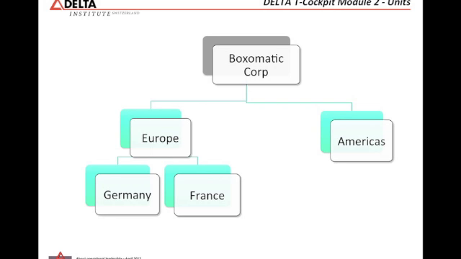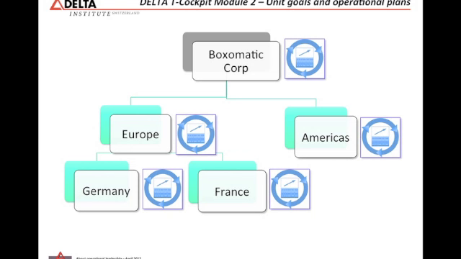Boxomatic Corporation has a sales organization with 2 region sales teams in Europe and in Americas. And in Europe, it has a country sales team both in Germany and France. How would this now be represented in the Delta T-Cockpit? Well, the way it appears is that each of these units can have its own cockpit with a goal chart, the operational plan, and the plan lead check cycle.